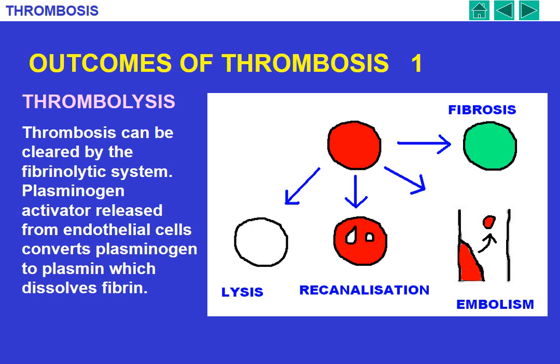Plasminogen activator released from the wall of the vessel from the endothelial cells converts plasminogen entrapped within the thrombus into plasmin, which dissolves the fibrin. We do attempt to promote thrombolysis by administration of thrombolytic agents in the early stages of coronary thrombosis in an attempt to prevent myocardial infarction.